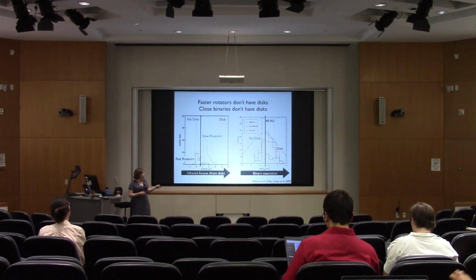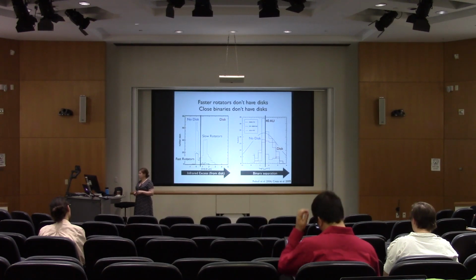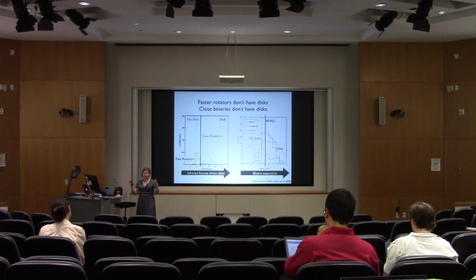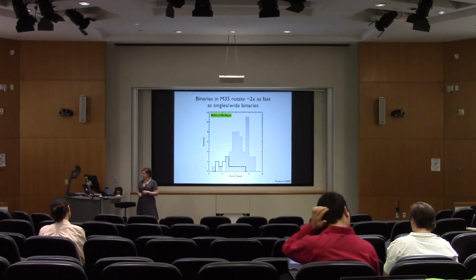And if we look at binaries, Cieza et al. 2009 found that, so this is binary separation here, within about 40 AU, binaries preferentially disrupt their protoplanetary disks. So this is probably of order the sort of separation regime where we expect to see the strongest effects on the ultimate rotation period distribution.